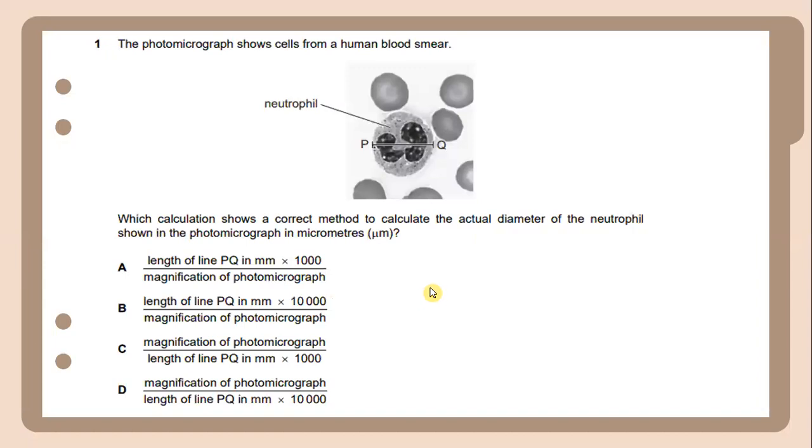Question 1. The photomicrograph shows cells from a human blood smear, where you have neutrophils, P and Q. Which calculations show a correct method to calculate the actual diameter of the neutrophil shown in the photomicrograph in micrometers? The answer for this will be B. The actual length is the length of line PQ in mm multiplied by 10,000 divided by the magnification of the photomicrograph.